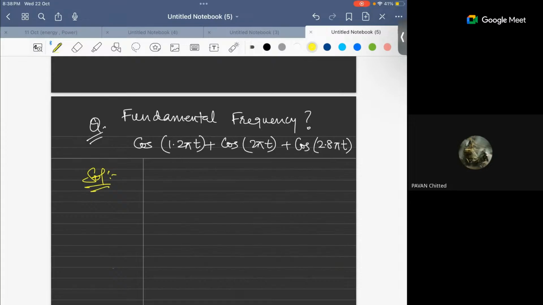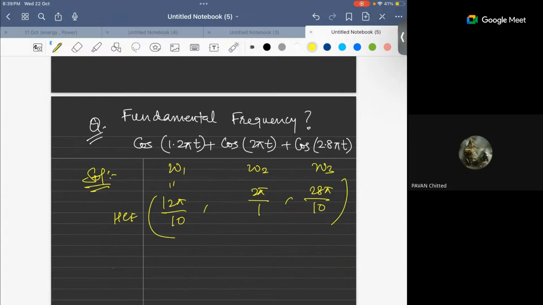Okay, let's for example, what will be omega 1 here, what will be omega 2, and what will be omega 3? What is the value of omega 1? This is 1.2 pi, right? So 12 pi upon 10. So here it is 2 pi upon 1, and here it is 28 pi upon 10. Correct? And how do we calculate the fundamental omega? You take the HCF of all these three. If you have to calculate the time period, you take the LCM.